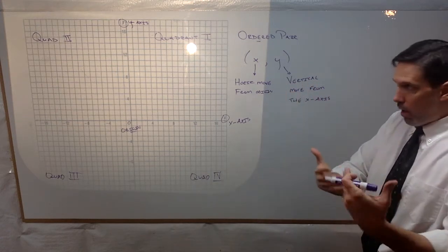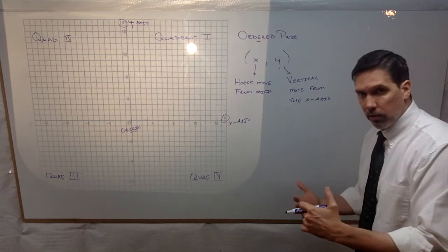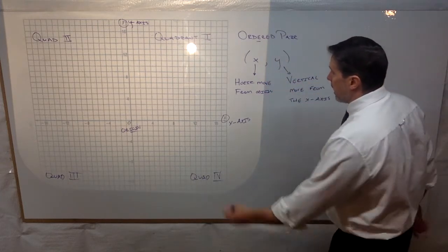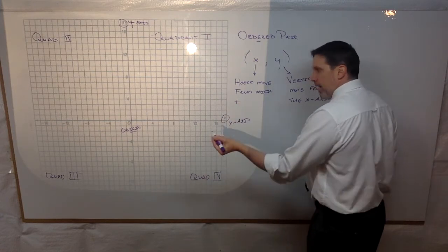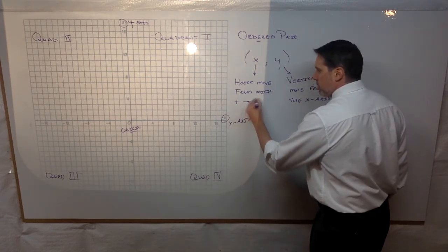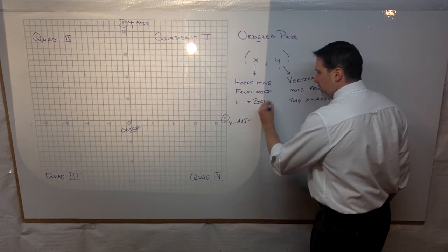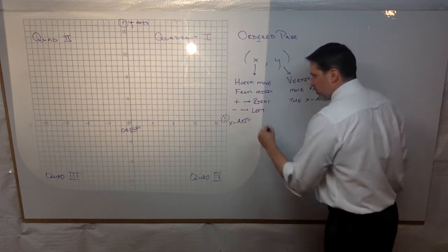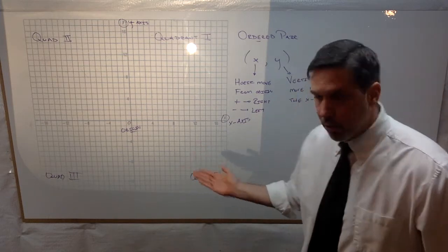Now, how we determine whether you move to the right or left or up or down is all dependent on the signs. So with your horizontal move, if that x-coordinate is positive, that means you need to move to the right from the origin that much. If it's negative, well, you move to the left of the origin that much. And if it's 0, you stay right at the origin.